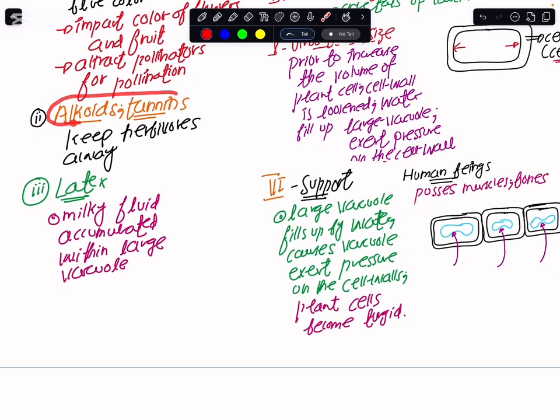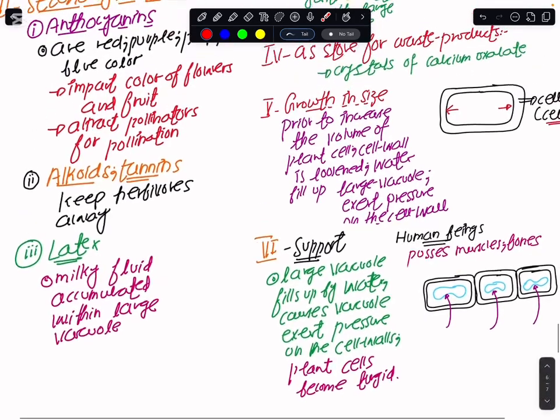And in the large vacuole, the plants have alkaloids and tannins, which are a little bit bad in taste, and this would repel the herbivores away from them. So there is a less likely chance of the plant getting eaten up. And then there are some plants that we refer to as rubber plants. In the rubber plants, there is formation of latex, a milky fluid, and that again is stored within the large vacuole of these plant cells.